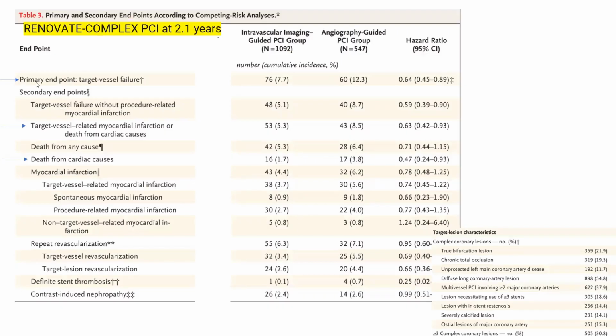And these are some of the results. There was a dramatic reduction of target vessel failure at 2 years in the RENOVATE trial, 7.7 versus 12.3%. There was even a reduction in death from cardiac cause by about 2% at 2 years. Again, this trial took complex lesions such as bifurcation, CTO, left main, long disease, severely calcified disease, ISR.